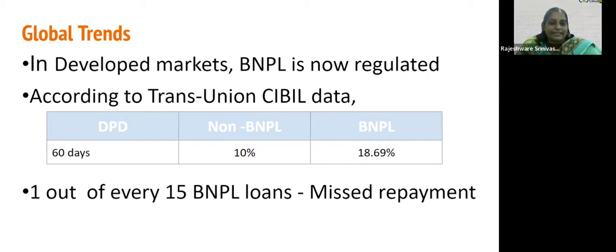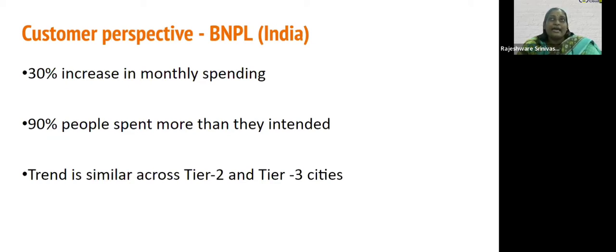One other interesting stat that has come out in this whole thing, they say that at least 1 out of 15 BNPL loans have missed at least one repayment. This is the other factor that has again come up. And when you look at India, specifically on the BNPL area, this is a survey done area wise. 30% of the responses that we received say that the monthly spending has increased. Then 90% said they are spending more than what they had intended. And the trend is the same across tier 2 and tier 3 cities also. So we can understand how the penetration of digital lending is going deep into the area.